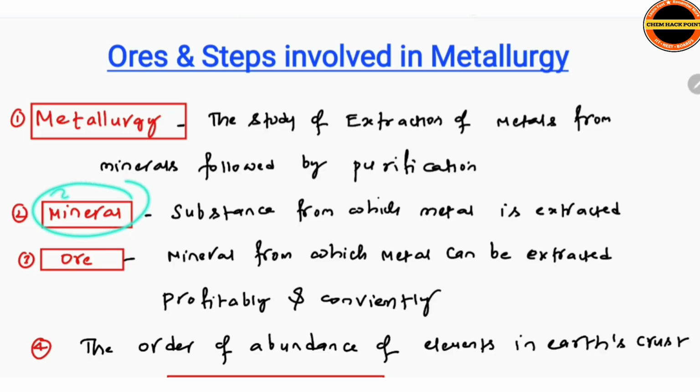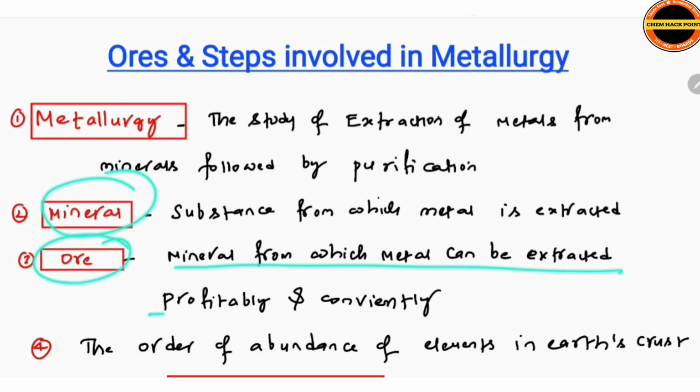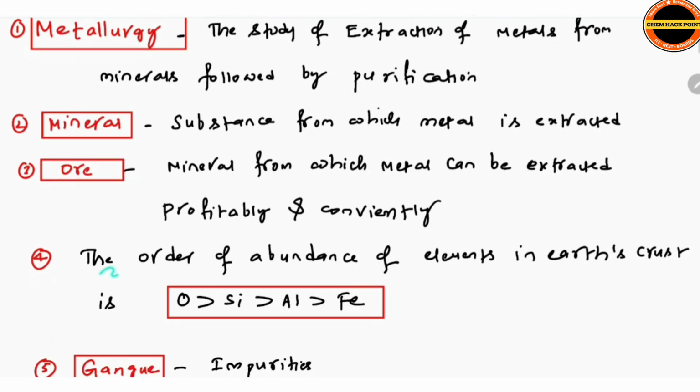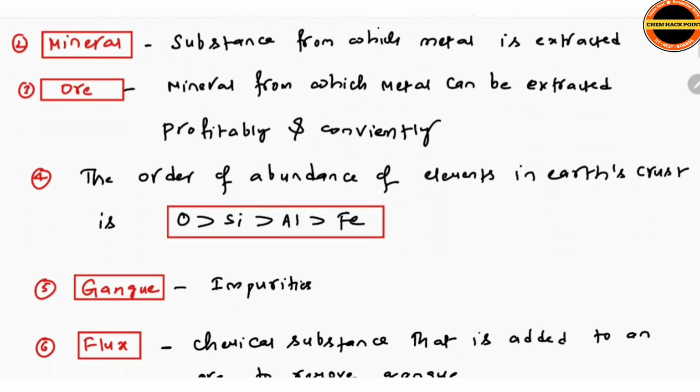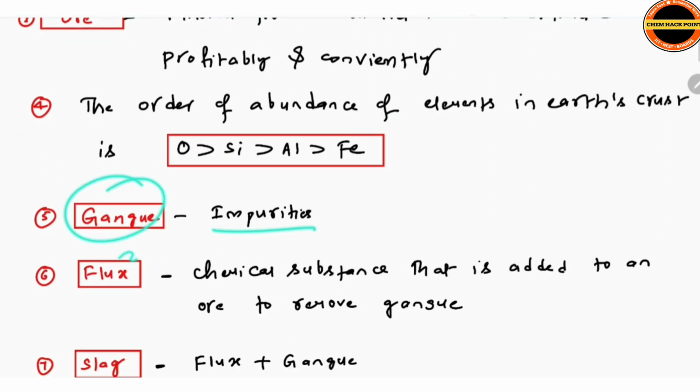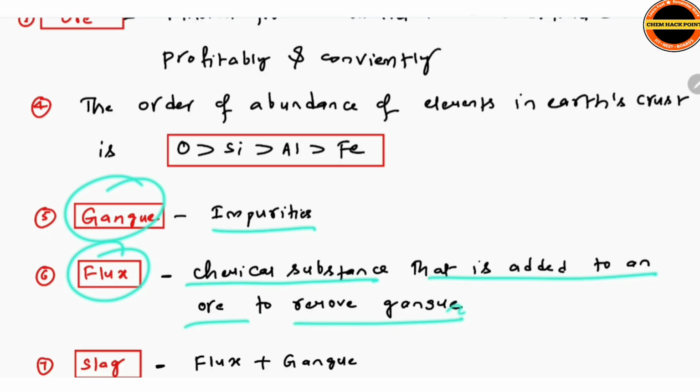Remember, many minerals are available. Any substance from which metal is extracted is referred to as a mineral. But out of many minerals, the minerals from which metal can be extracted profitably and conveniently are ores. Remember the order of abundance of elements in Earth's crust: oxygen first, then silicon, aluminium, and iron. Gangue means impurities; flux means a chemical substance added to an ore to remove gangue.